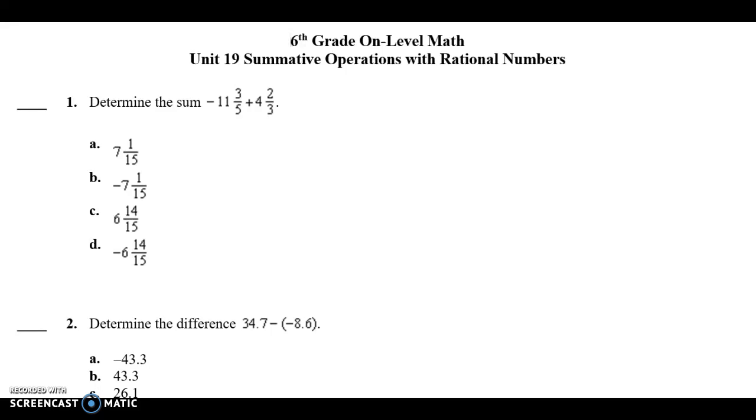6th grade on-level math, Unit 19, summative operations with rational numbers. Number 1. Determine the sum negative 11 3/5 plus 4 2/3. A. 7 1/15. B. Negative 7 1/15. C. 6 14/15. D. Negative 6 14/15.